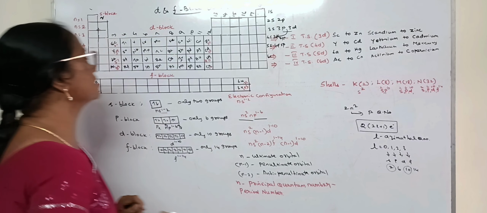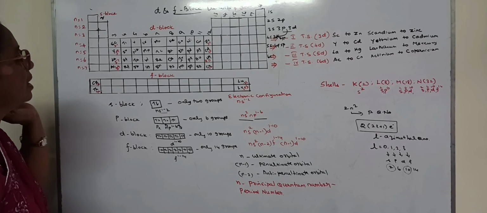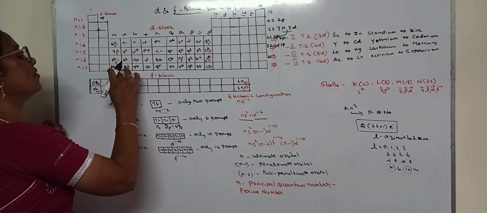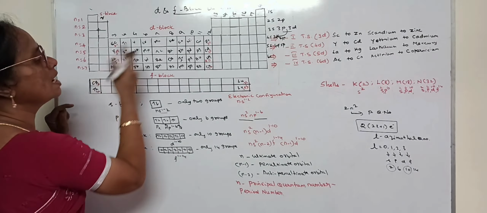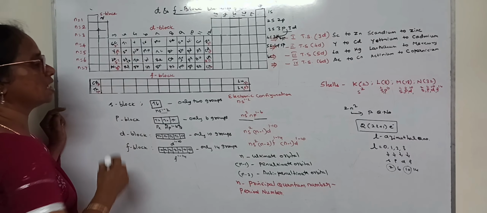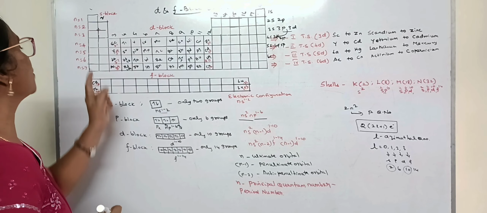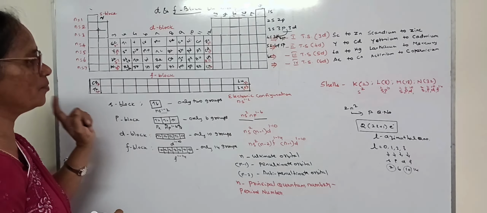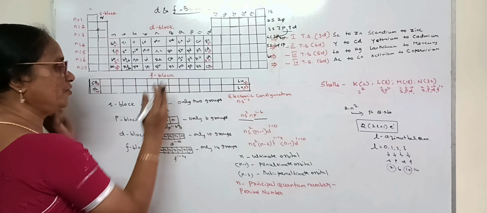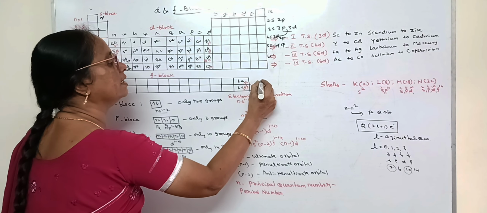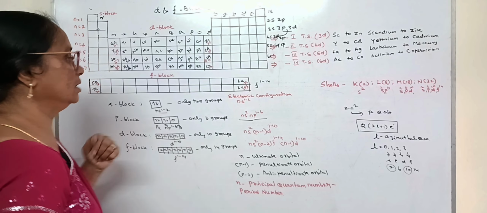When you go to the 6s orbital, the elements belong to the third group, lanthanum and actinium. They have 57 and 89 as their atomic numbers. After lanthanum 57, the next atomic number it starts with is 72. For rutherfordium it starts at 104. So between lanthanum and hafnium, 14 elements are there. Those 14 elements are being filled in the F block, like F1 to F14.